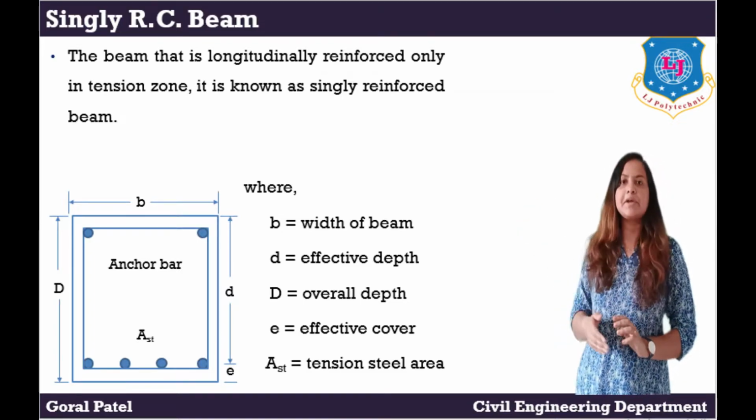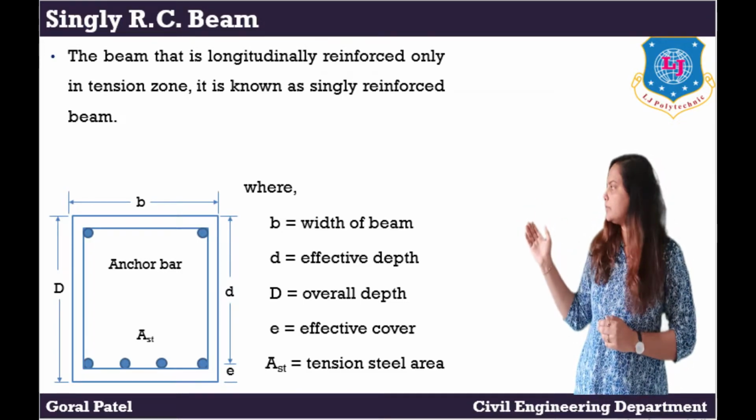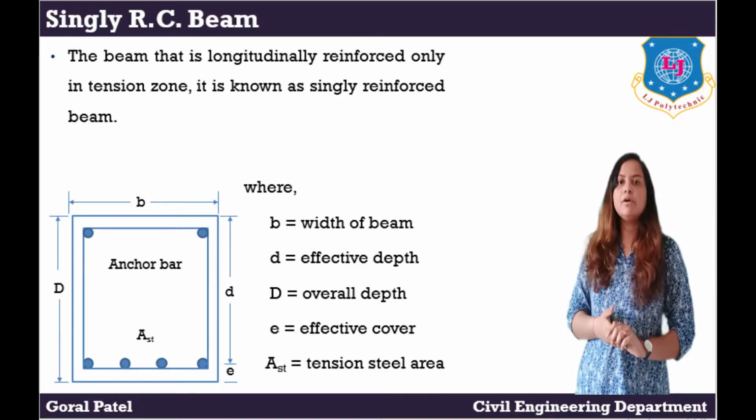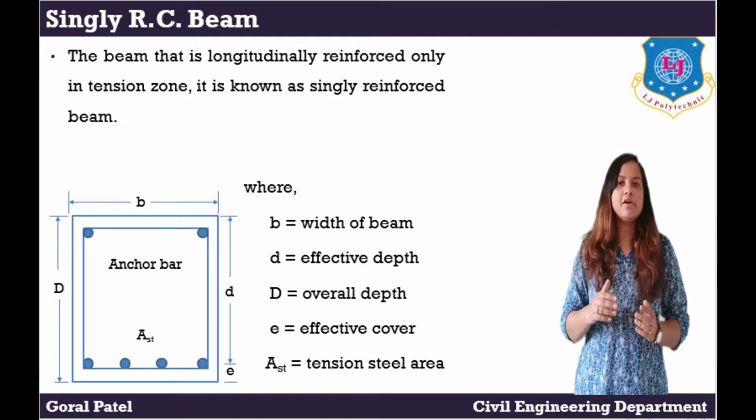Shown in the singly beam section, B is equal to width of beam, small d is equal to effective depth, capital D is equal to overall depth, small e is equal to effective cover, and AST is equal to area of steel in tension.